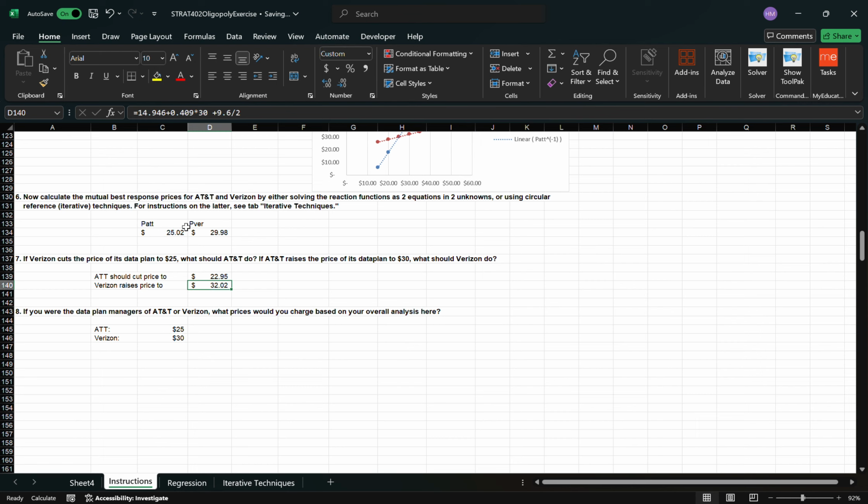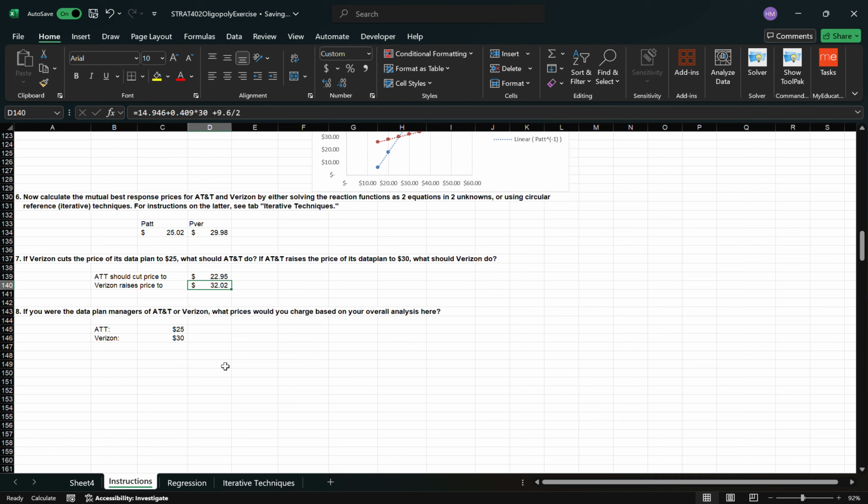And then Verizon you do the same thing, except you use the Verizon equation. You get 14.946 plus 0.409 times 30, which is our price right here. And then you just use the cost that was given to us earlier, which was 9.6, and you divide it by 2. And then we get that AT&T should cut its price to 22.95, and that Verizon should cut its price to 32.02.